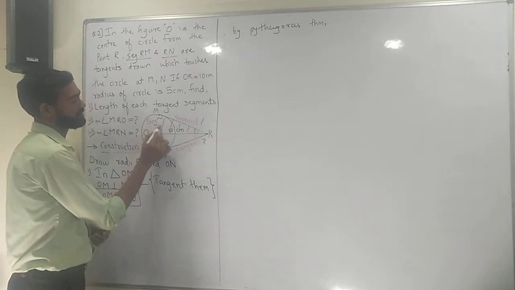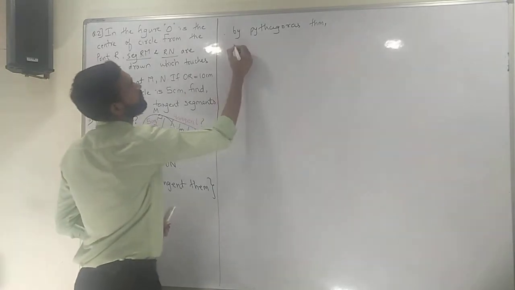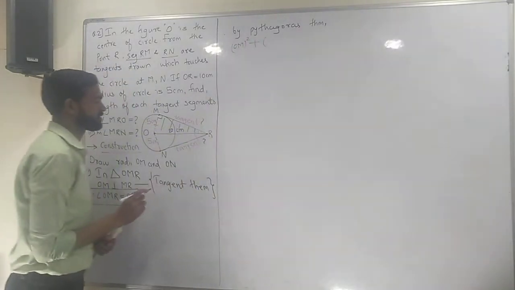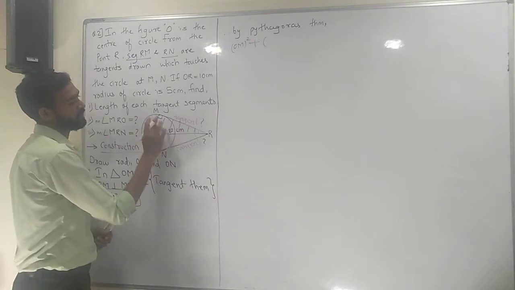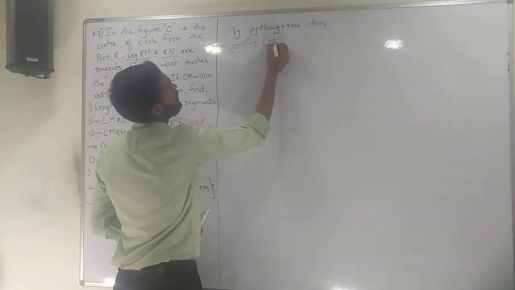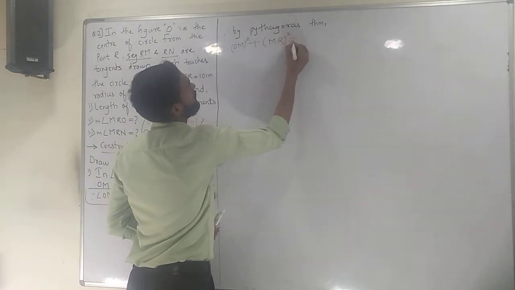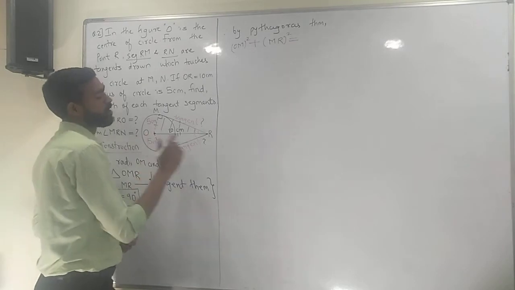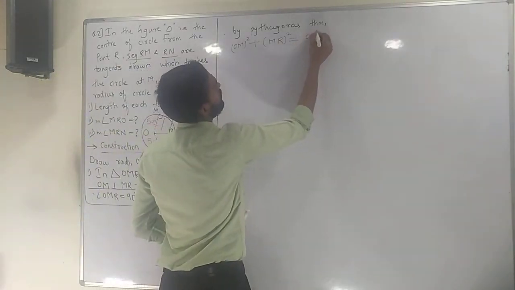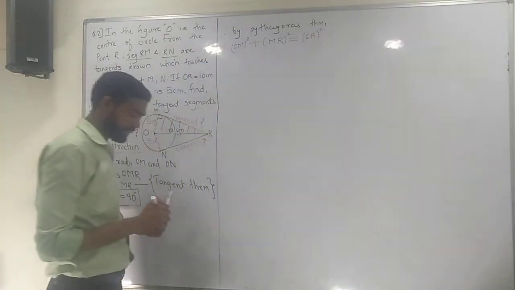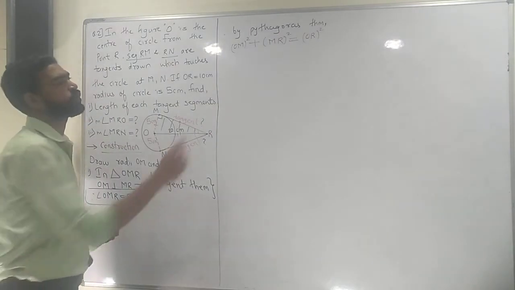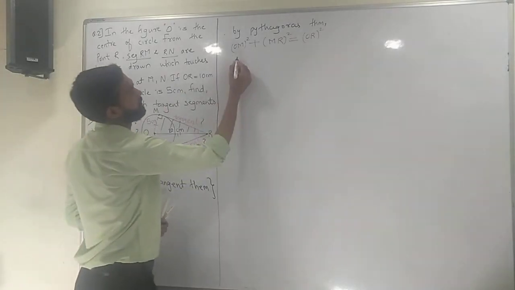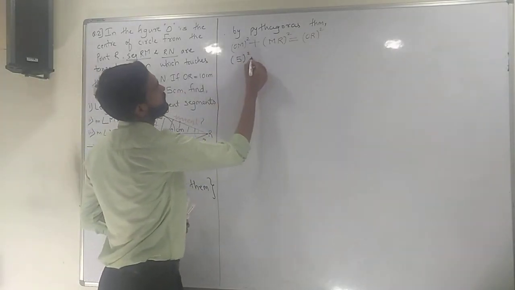Right? Side 1 is what? OM. So we'll write here side 1 square, plus side 2 is what? This is my side 2, MR. We'll write here MR square is equal to, what is my third side? Third side is the hypotenuse, OR square. Let us substitute their values. Do we know OM, students? Let us check. Yes, OM is how long? 5 centimeter. So we'll write here 5 square.